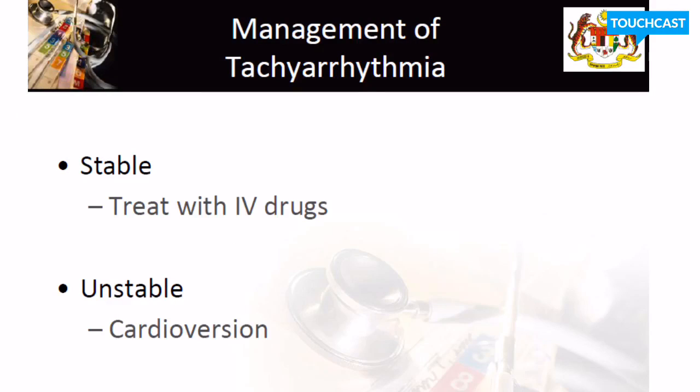If stable, then you may treat with drugs. For example, SVT, you treat with adenosine first line. But if the patient has a contraindication to adenosine, such as asthma, then you need to go with verapamil. In a patient with fast AF, if the patient has concomitant heart failure, digoxin might help. If not, again you may use verapamil. If the patient is allergic to verapamil or has any contraindication to verapamil, you may use amiodarone.